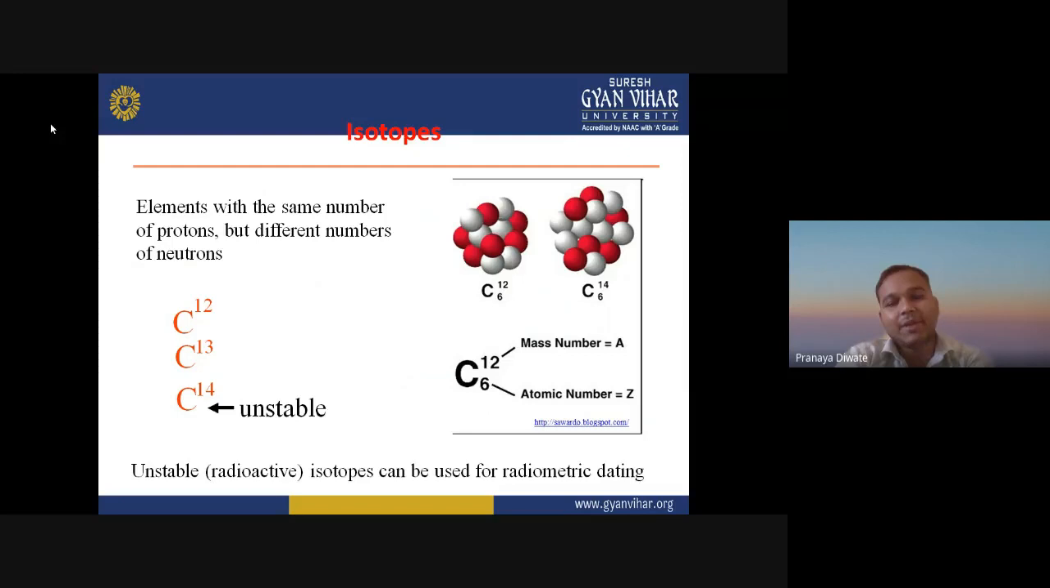Unstable isotopes can be used for radiometric dating. Generally we use stable things more, but in this concern, unstable elements are used more than the stable ones.